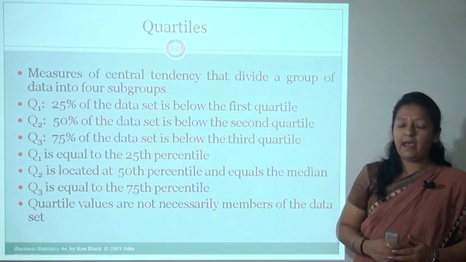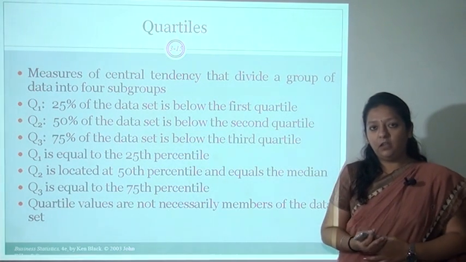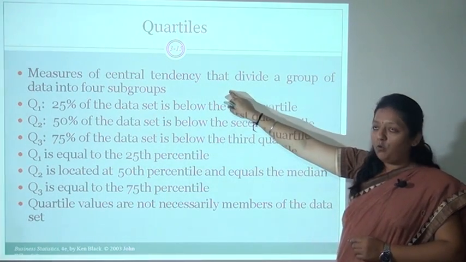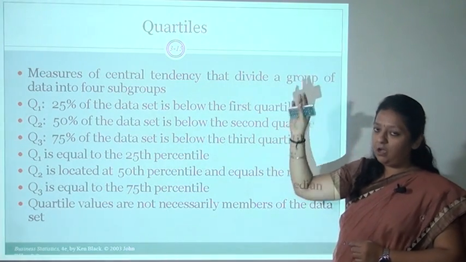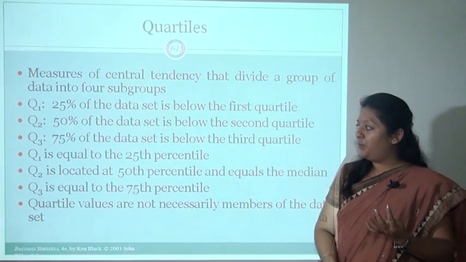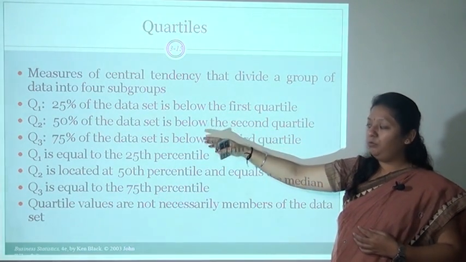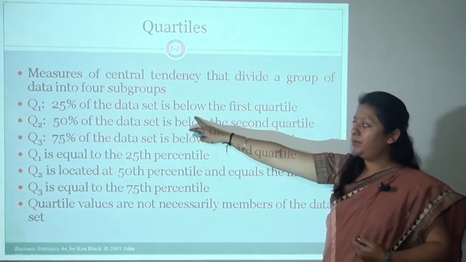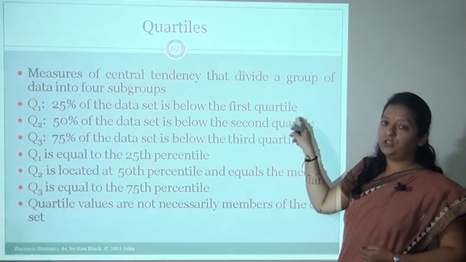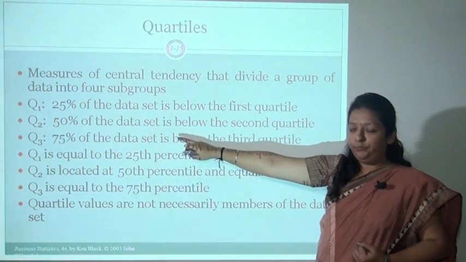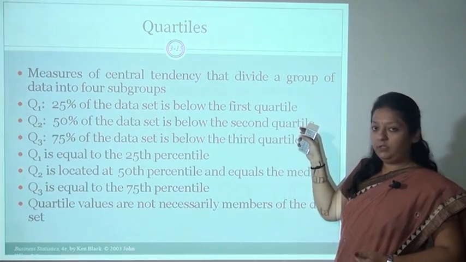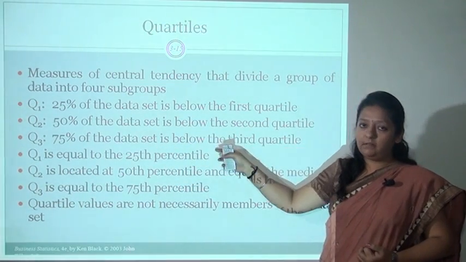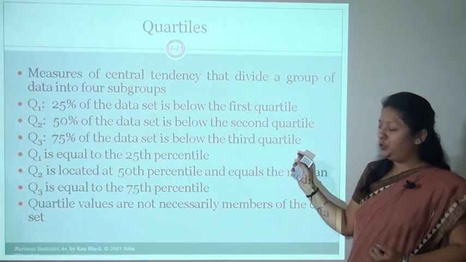Next is quartiles. As percentiles divide the whole data into 100 parts, quartiles divide the whole data into 4 subgroups. Now we'll see the definitions of Q1, Q2 and Q3. Q1 means 25% of the data set is below the first quartile. In Q2, 50% of the data set is below the second quartile, and for Q3, 75% of the data set is below the third quartile.